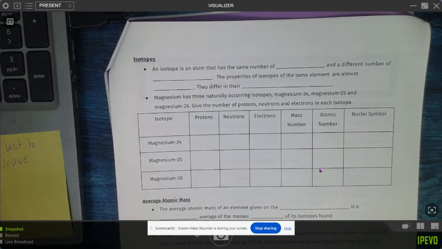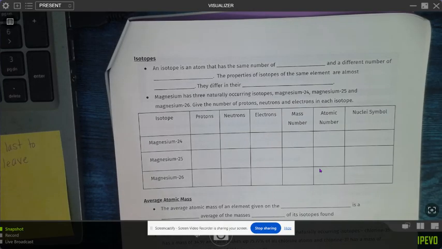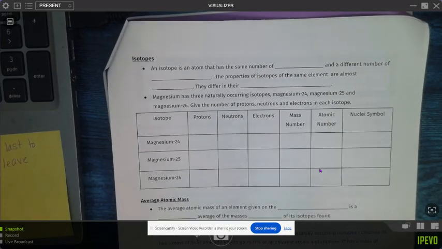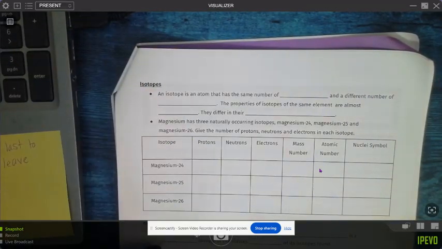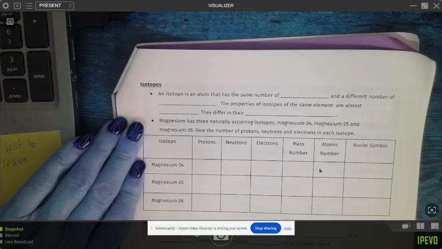All right, guys, this is Mrs. Lyons, and this video is on average atomic mass. We're going to go through how to carry out calculations when you're given the percent abundance and the mass of different isotopes. Okay, so just some notes to fill in before we get into the calculations.